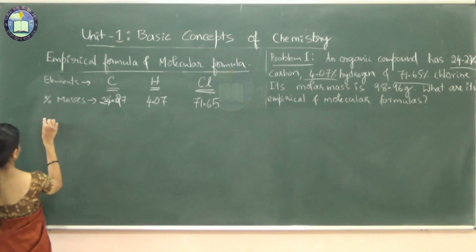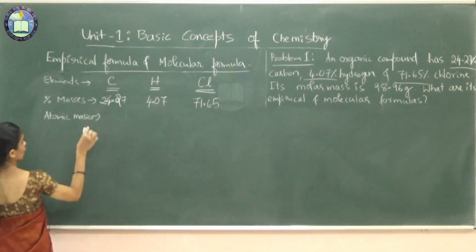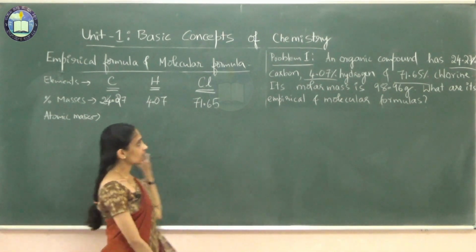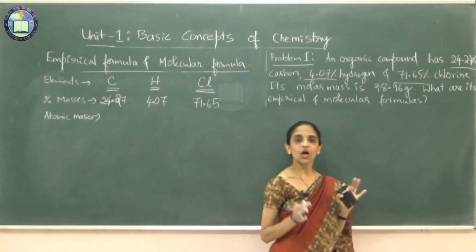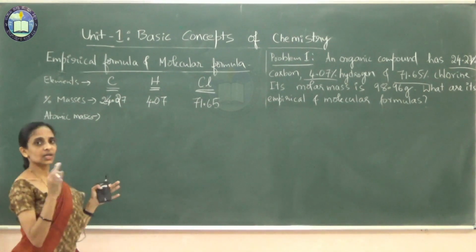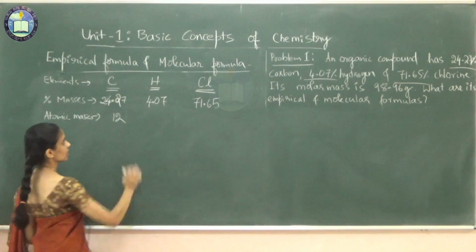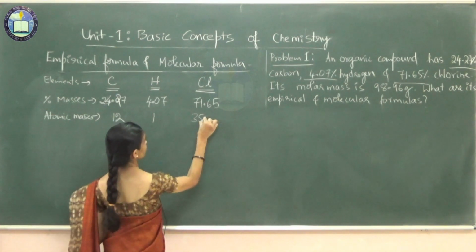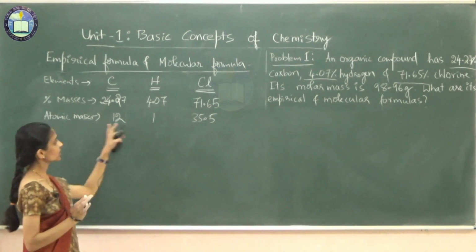After percentage masses, you have to write atomic masses of the elements. In the problem, sometimes atomic masses may be given, or sometimes you may have to write them down on your own. You know the atomic masses. Carbon is 12, hydrogen is 1, and chlorine is 35.5. Okay, so write the atomic masses.